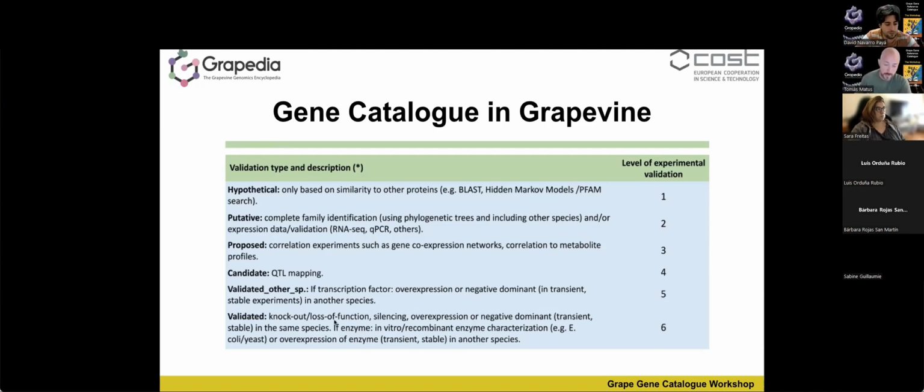Validation level 6 includes genes that have been validated using knockout or loss of function, silencing, or overexpression in the same species. And we have also included in this level of validation genes such as those coding for enzymes that have been characterized using in vitro or recombinant methodologies. So we consider that that is also the highest way to demonstrate the role of an enzyme.